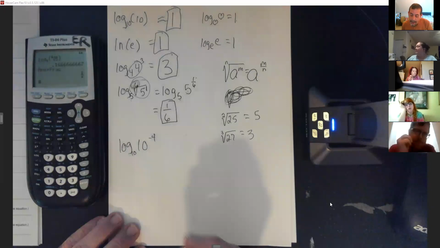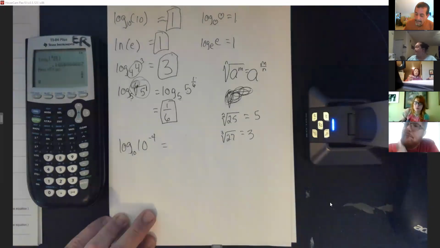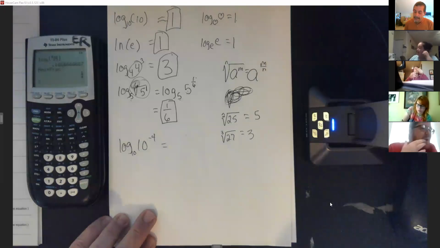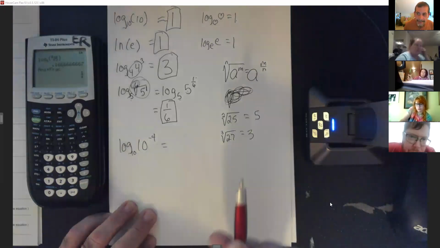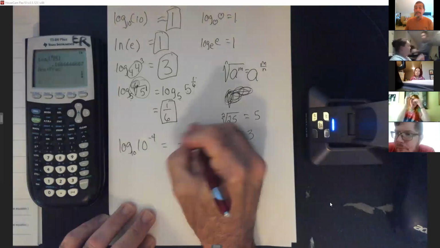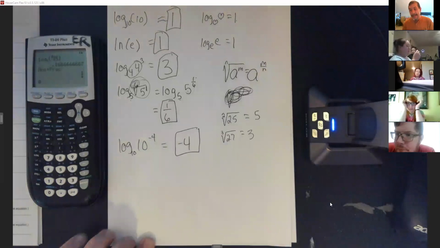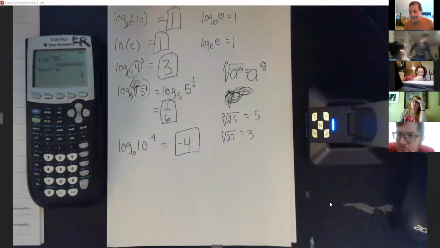What's the answer to this? Log base 10 of 10 to the -4. We can put it in the calculator just like that, but this one you don't have to. That's too much work. Log base 10 of 10 to the -4 equals -4. But you could have put it in the calculator and it would have spit out that -4 quick, if we forgot how simple it was.